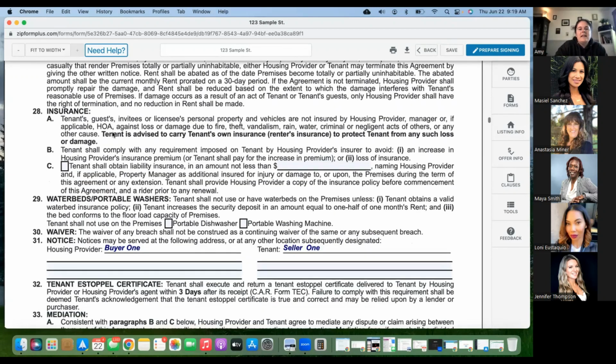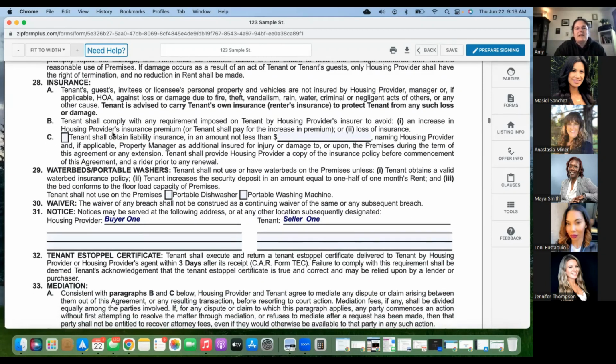All right, 28 is insurance. Tenant's, guests', invitees', and licensees' personal property and vehicles are not insured by the housing provider, manager, or if applicable, HOA against loss or damage due to fire, theft, vandalism, rain, water, criminal or negligent acts of others, or any other cause. Tenant is advised to carry tenant's own insurance, renter's insurance, to protect the tenant from any such loss or damage.